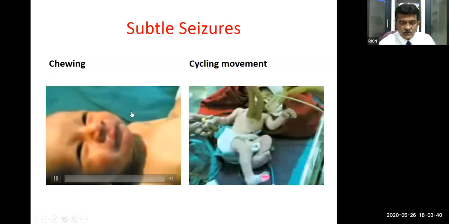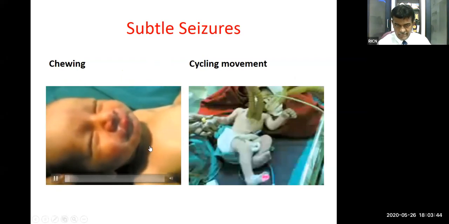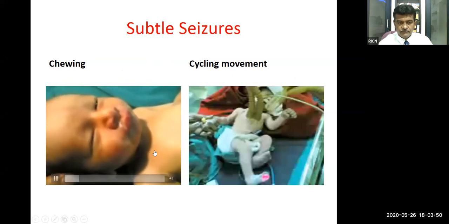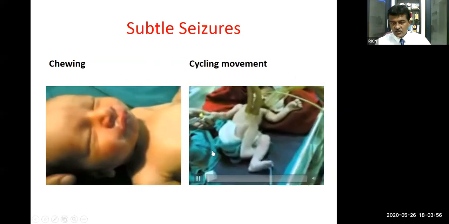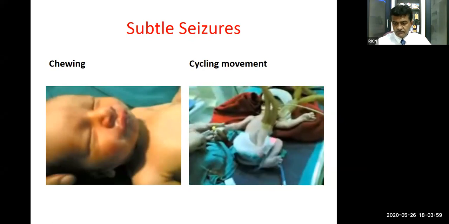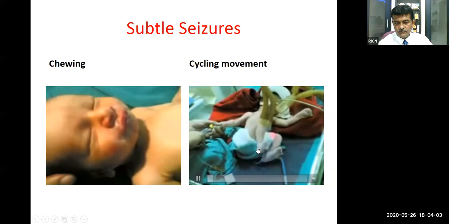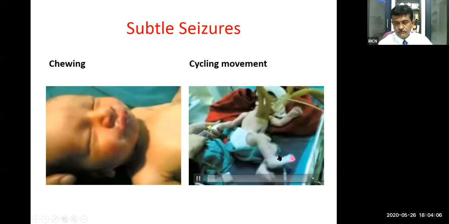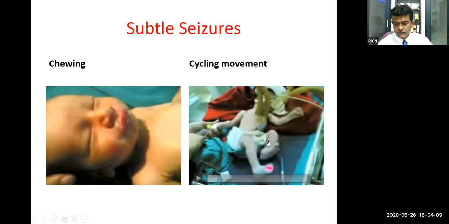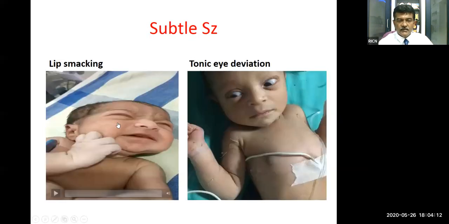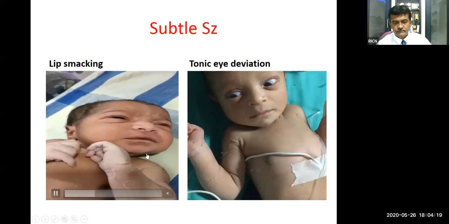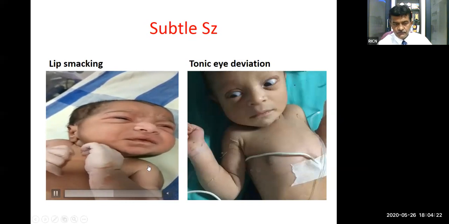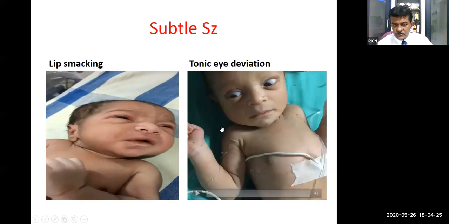I'm going to show slides about the subtle seizures. This is cyclical movement of both the lower limbs. Then these are lip smacking, very well appreciable in this video. This is a tonic eye deviation.